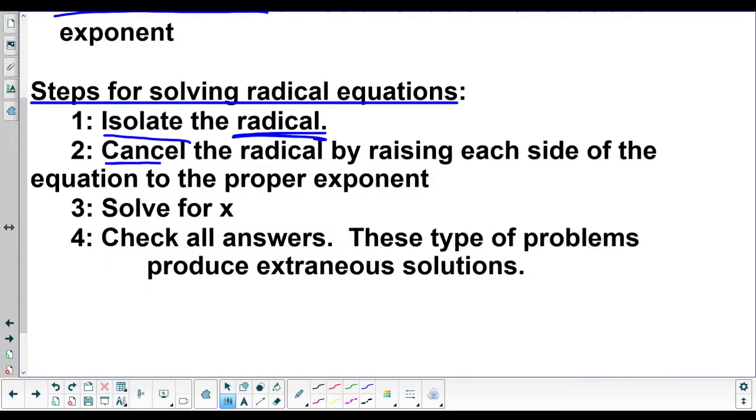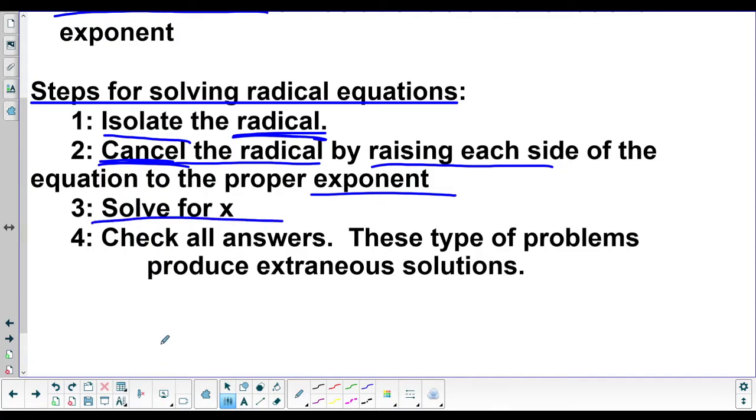Then we're going to cancel the radical by raising each side to an exponent. We're going to talk about how you determine which exponent. I think all of my examples are either a 2 or a 3, but you're going to have to decide that for yourself. It changes with every problem. Once we've done that, that's going to cancel the radical, and we're going to be able to solve for x.